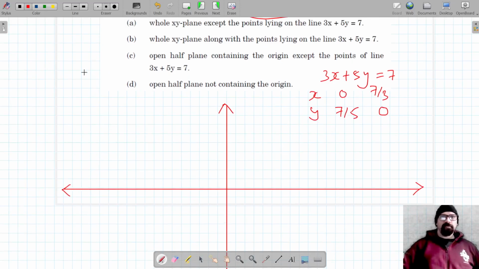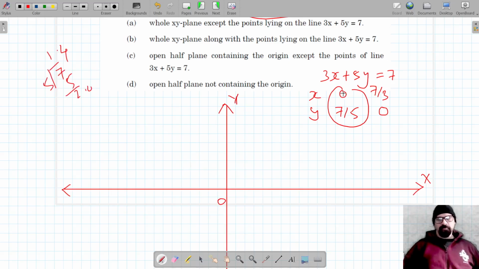So this is the x-axis and y-axis. Let's plot the first point. 7 by 5 is 1.4, so the point is 0 comma 1.4. Let's say here is the point which is 0 comma 7 by 5, and 7 by 3 comma 0 should be somewhere on the x-axis. So let's say this is 7 by 3 comma 0.